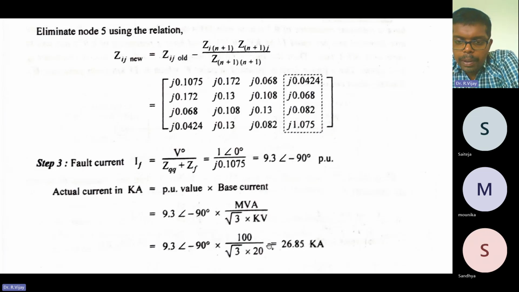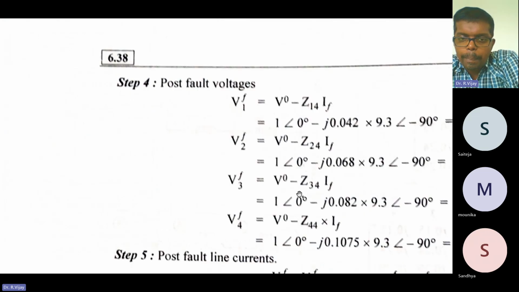And so, further simplifying, you will get the actual current as 26.85 kiloamperes. That is the actual current in kiloamperes. This is step number 3. What is step number 4?